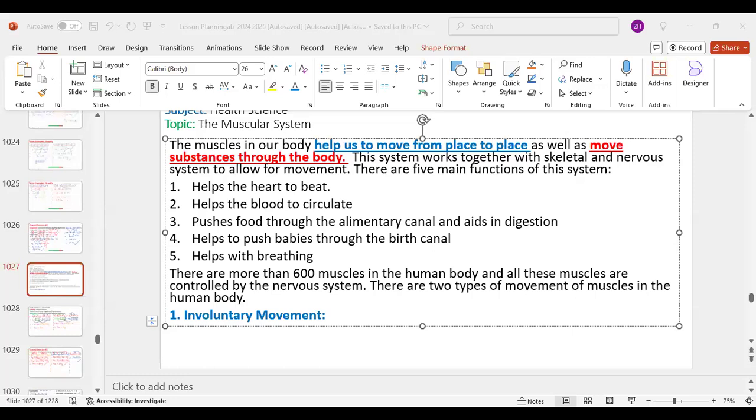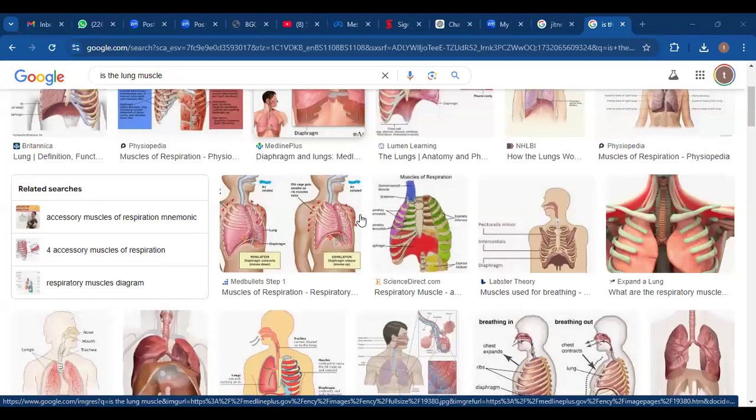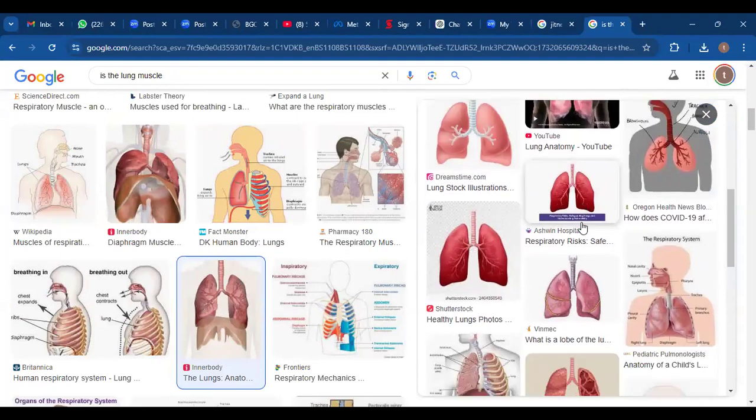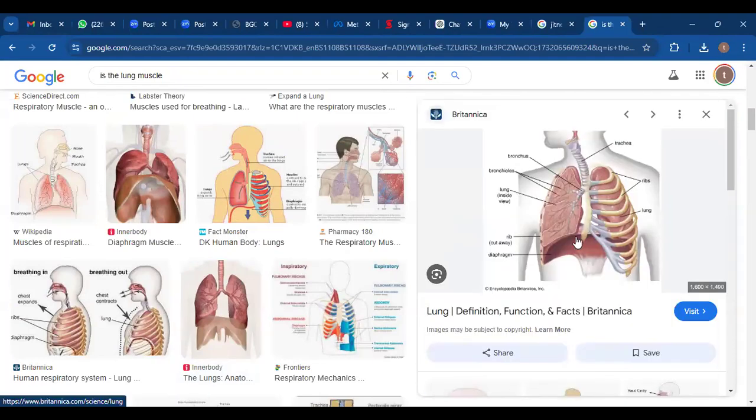The diaphragm is a dome. You know what I mean when I say the diaphragm? No, but I'll figure it out. Okay, let me show you the diaphragm. The diaphragm is the main muscle in the respiratory system. So this is your lungs, right? Let me show you if they have a good picture. Okay, there it is. This is the diaphragm. Based on whether you breathe in and breathe out, the diaphragm either contracts or relaxes. So that's what I mean, it helps with breathing. Very important. The muscle that assists with breathing is the diaphragm.